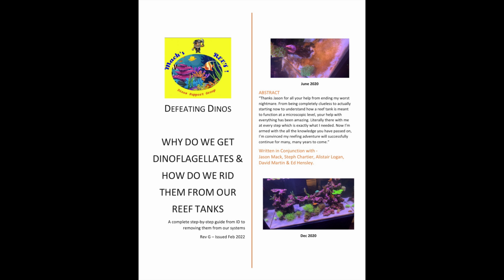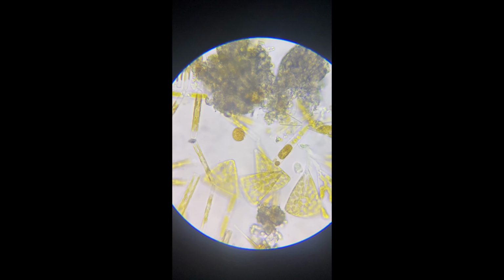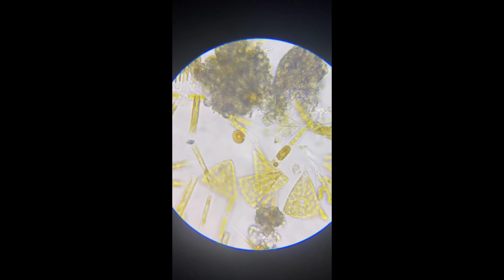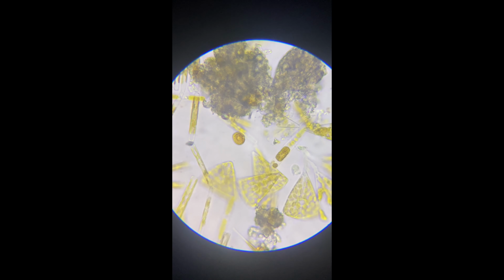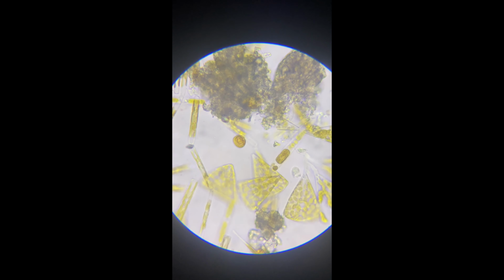Thanks to Mac Reef Dino Support Group and an incredible pamphlet they put together, I was able to identify my dinoflagellates as amphidiniums, large cell, which unfortunately are one of the dinoflagellates that take the longest to eliminate and for which UV has no impact because they did not enter the water column. Fortunately they did not cover my corals and really remained mostly on the sandbed. And unlike Ostreopsis or Prorocentrum, they are not toxic to the inhabitants of the tank.